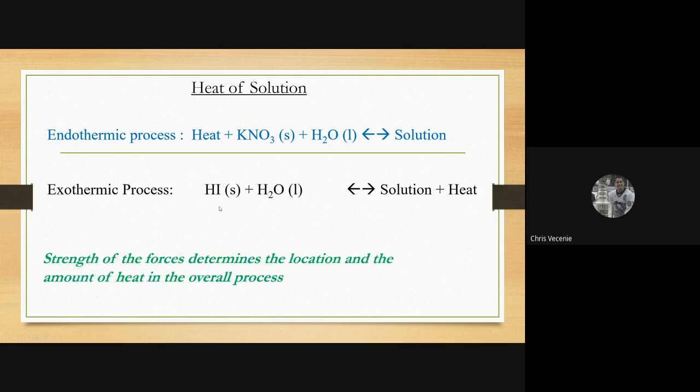So the strength of the forces determine the location and the amount of heat. So if it's endothermic, heat's on the left, and if these forces need a lot of heat, the numeric value is high. If it's exothermic, the heat is on the right. And depending on how much heat is going to be released, the numeric value for the heat can be high or low. So just remember, endothermic substance, heat on the left, exothermic substance, heat on the right.